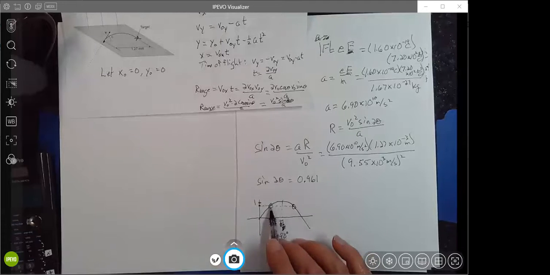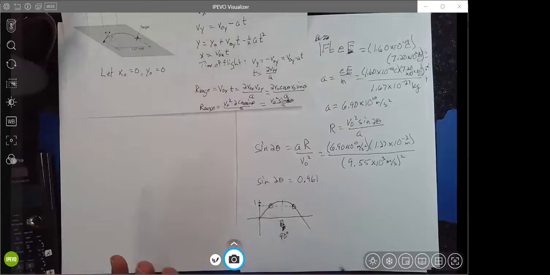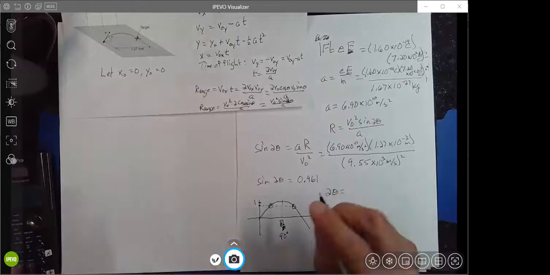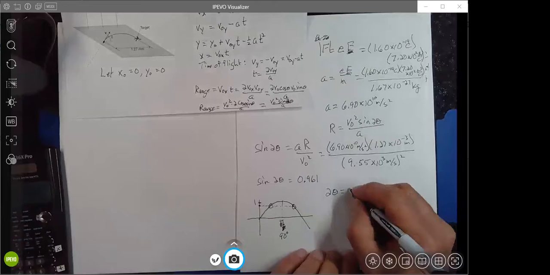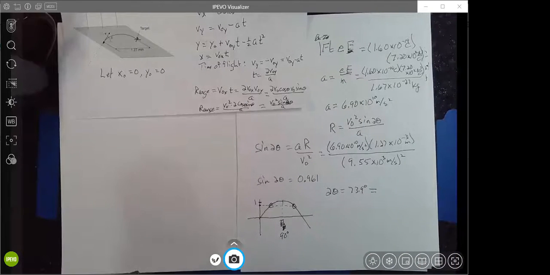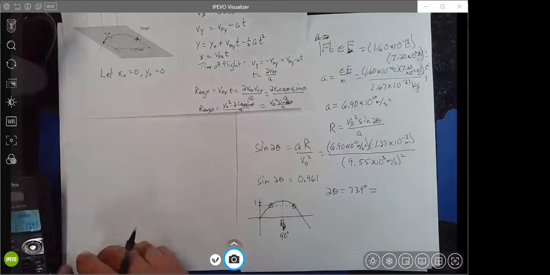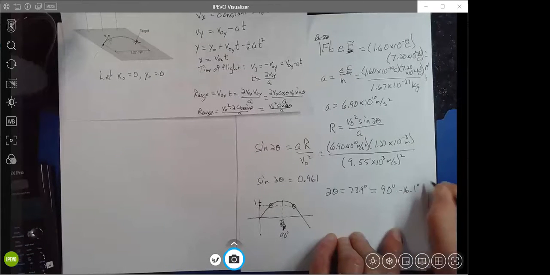Or you can think that that's one of the values of 2 theta. One of the values of theta, when you divide by 2, will be a certain distance to the left of 45 degrees. The other one will be just as far to the right of 45 degrees. So with my calculator, I'll just do the inverse sine function of that last number. I get 73.9 degrees, which happens to equal 90 degrees minus 16.1 degrees. I could have done that in my head, for Pete's sake.